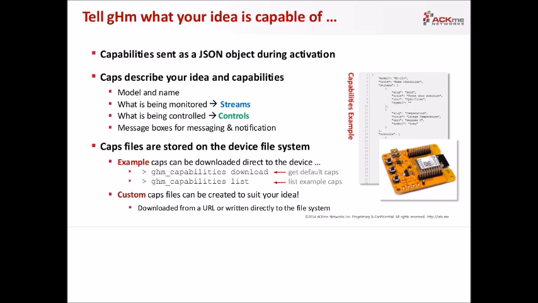So if you've never played with JSON before, really all you need to do is take one of the example capabilities files that we provide, go and change a few names and maybe the units or maybe the symbol of the particular stream or control, and save it to the file system on the ACKme device. Set that as the capability file to use, and then activate, and then your device will appear with all of your controls and streams the way you want your device set up.